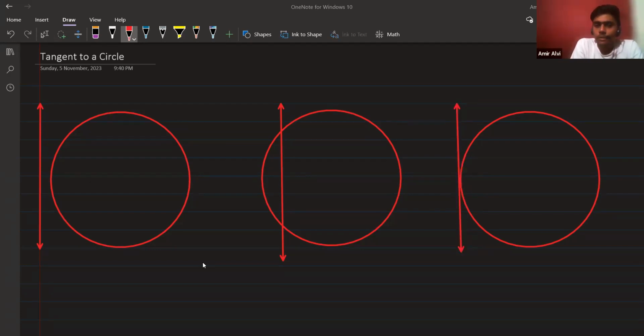Yes or no? Because intersect means either it will touch or it will cross. Two possibilities are there of the intersection. It means that if the intersection word is used, either the possibility is that it will just touch the surface or it will cross the surface. Okay? So it is a non-intersecting line.